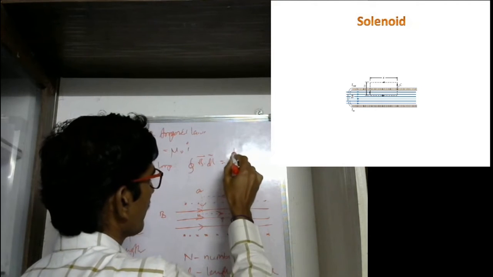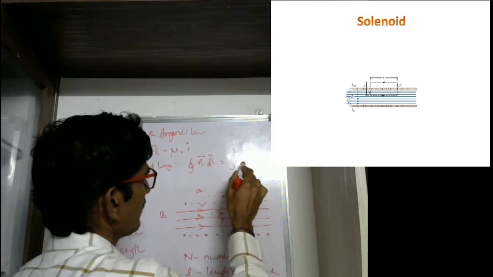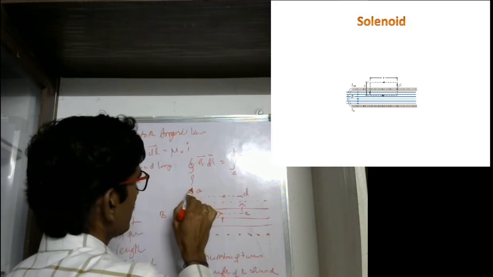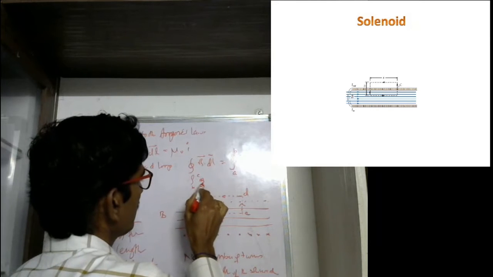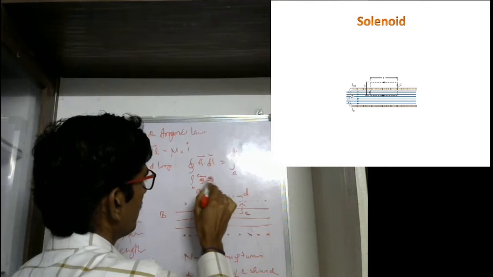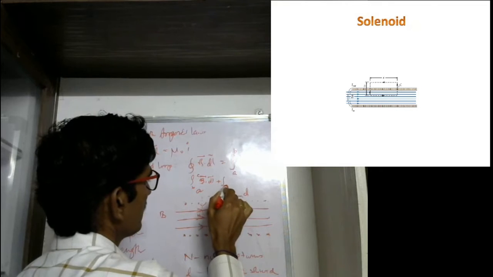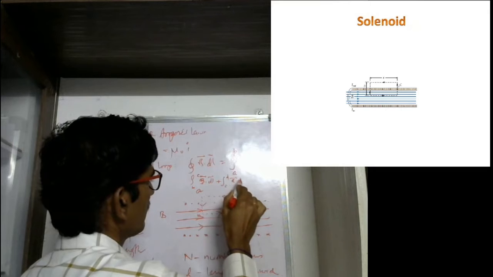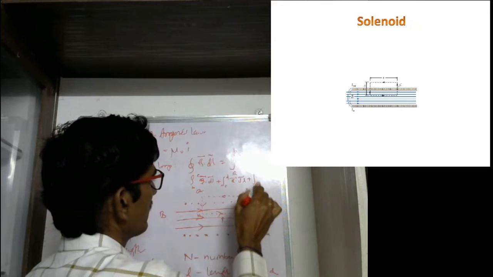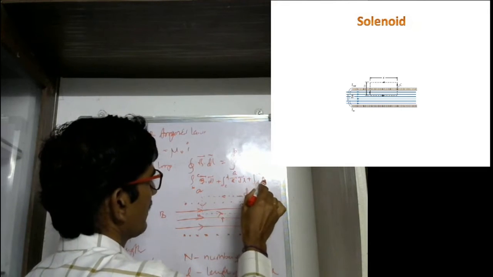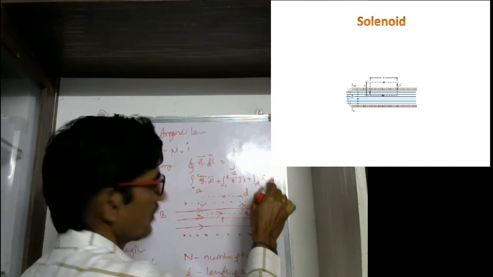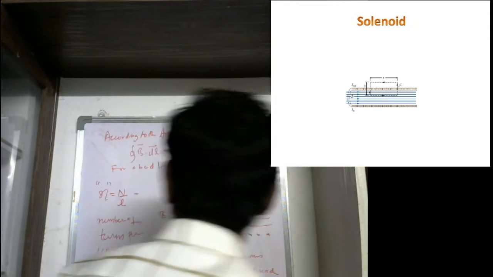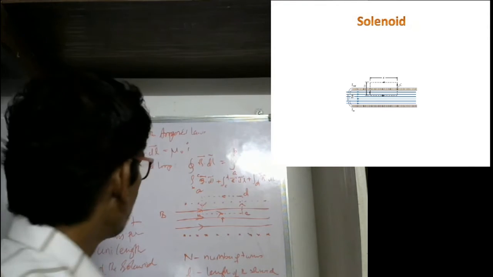Integral A to B, B dot dl, plus integral B to C, B dot dl, plus integral C to D, B dot dl, plus integral D to A, B dot dl. If you are able to calculate this, then it is very easy to find B.